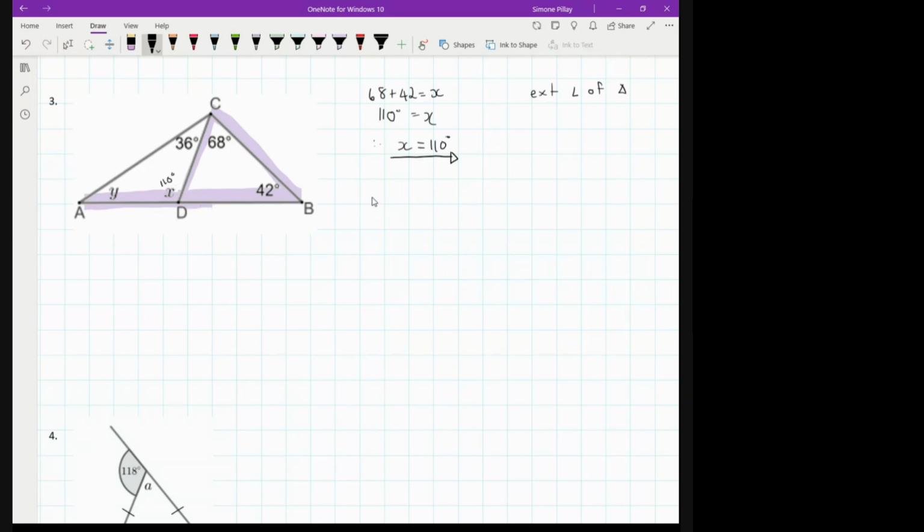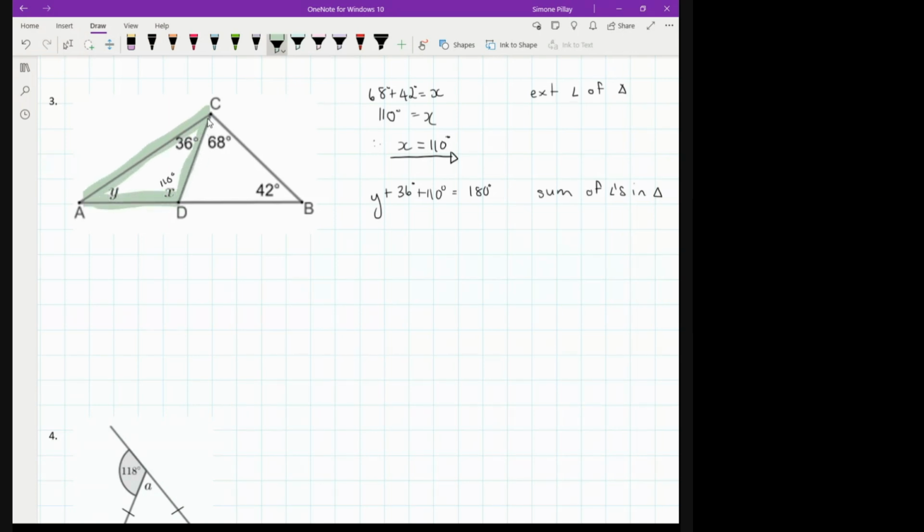y plus 36 plus 110 is equals to 180. My reason is sum of, oh, not straight line, in a triangle. Triangle, sorry. My bad. That's okay. Sum of angles in a triangle. If you open up a triangle, it is a straight line technically. Technically, you wouldn't get your marks for that though.